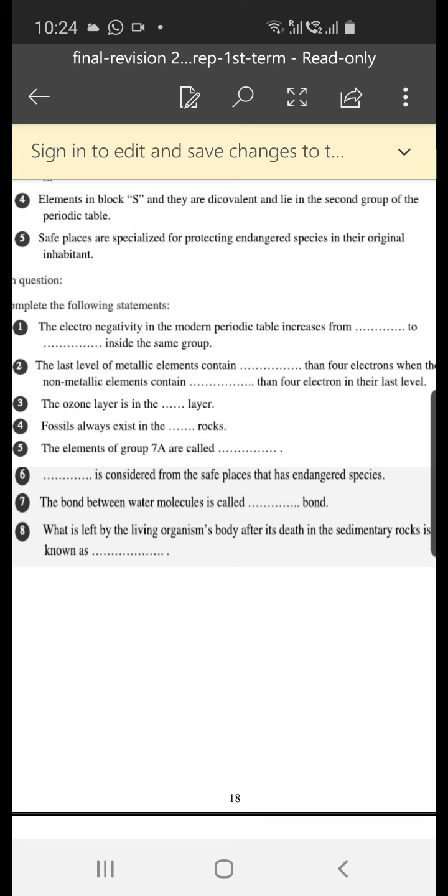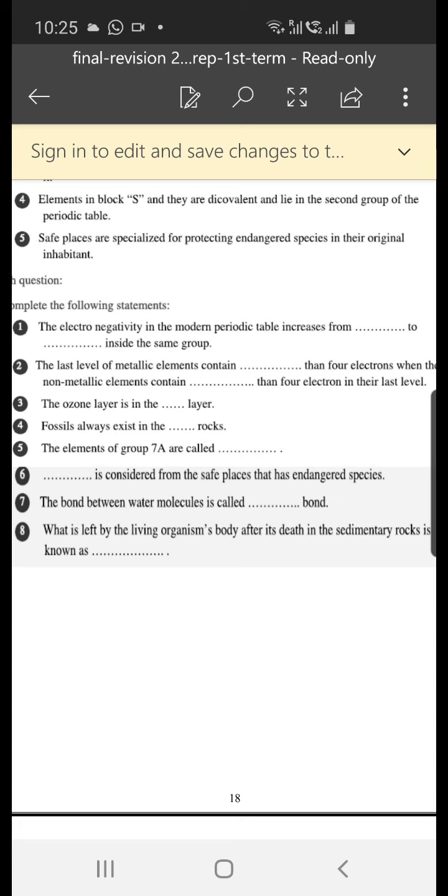Number 6, space is considered one of the safe places that has endangered species. Of course, the answer is Ras Muhammad Protectorate, or Panda Protectorate, or Bluestone Protectorate. Number 7, the bond between water molecules is called space bond. The answer is hydrogen bond. Between molecules, it is hydrogen. If he asks me between atoms of water of the same molecule, it is covalent, single covalent. But between molecules, it is hydrogen bond.